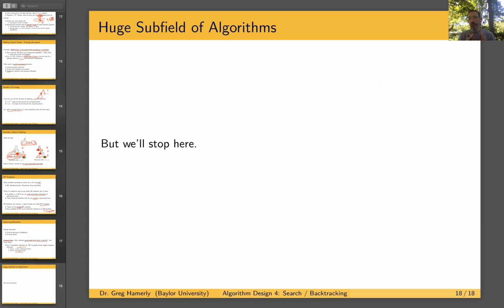That's all I want to say. We've barely brushed the surface. Branch and bound, search, brute force is a huge subfield of algorithms, which is very interesting, but it's not our main topic for this class. So I'm going to stop here. We've given you a taste, and next time we'll talk about randomized algorithms.